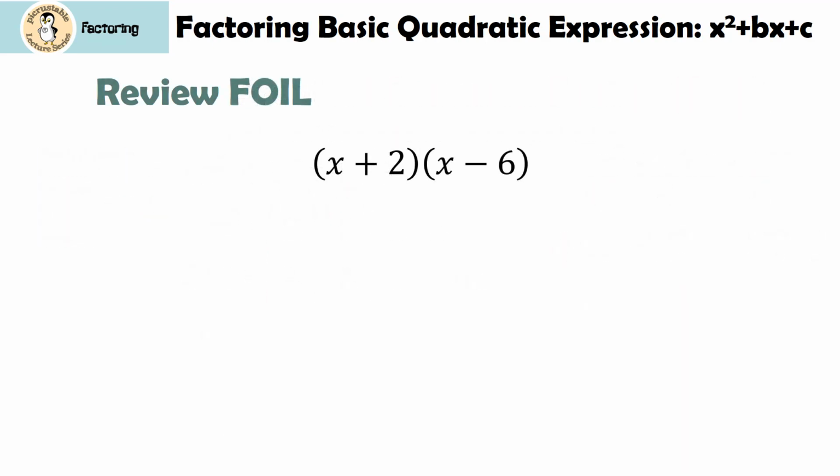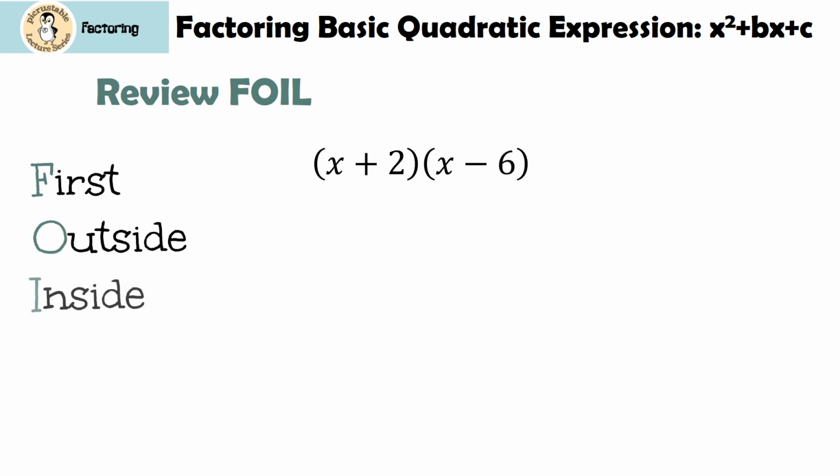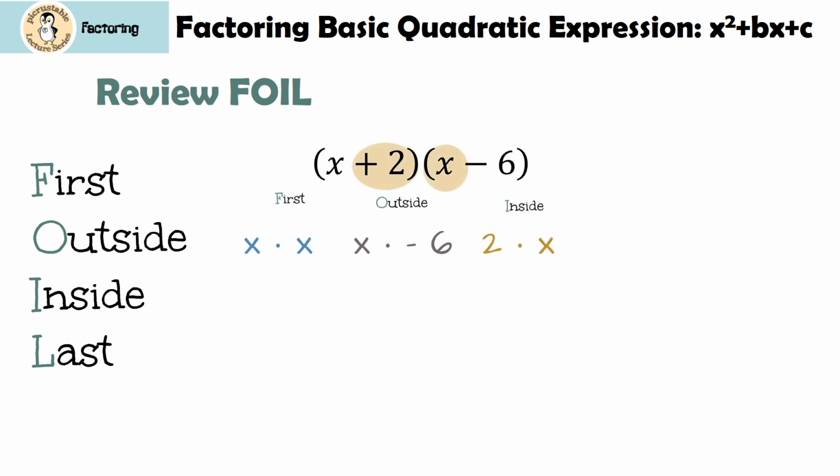FOIL. Hopefully you remember that FOIL is first, outside, inside, last. So let's do it. First, we're going to take x times x. Outside is x times negative 6. Inside is 2 times x. And finally, last is 2 times negative 6.